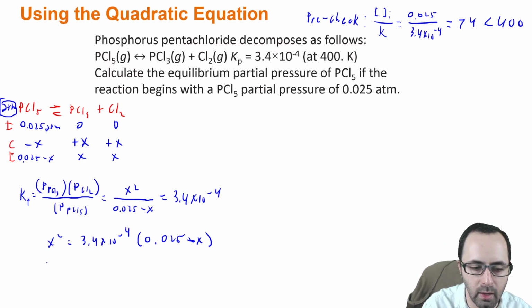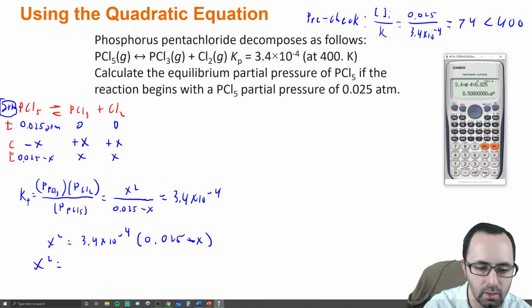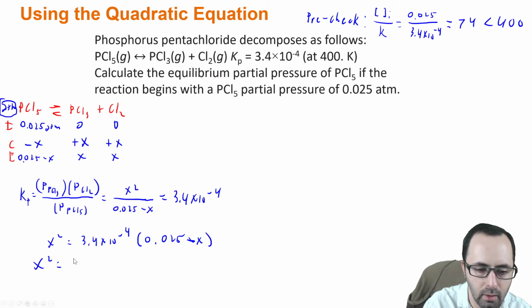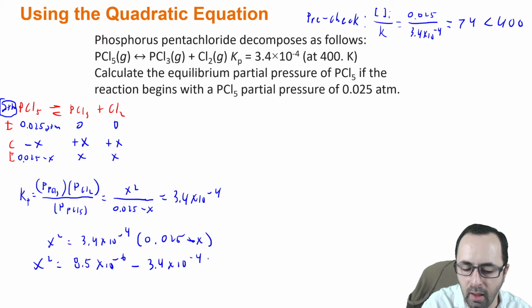And so we will get x squared equals, so let's calculate that, 3.4 times 10 to the minus 4 times 0.025 equals, and this gives us 8.5 times 10 to the minus 6. So we're going to have here 8.5 times 10 to the minus 6, and then this will be minus 3.4 times 10 to the minus 4 x.